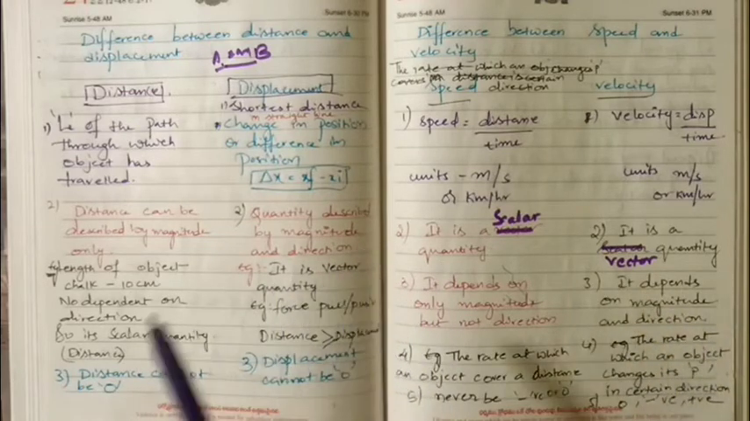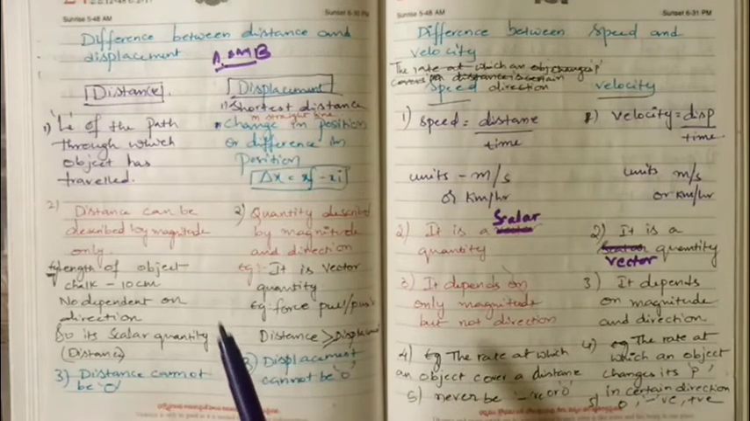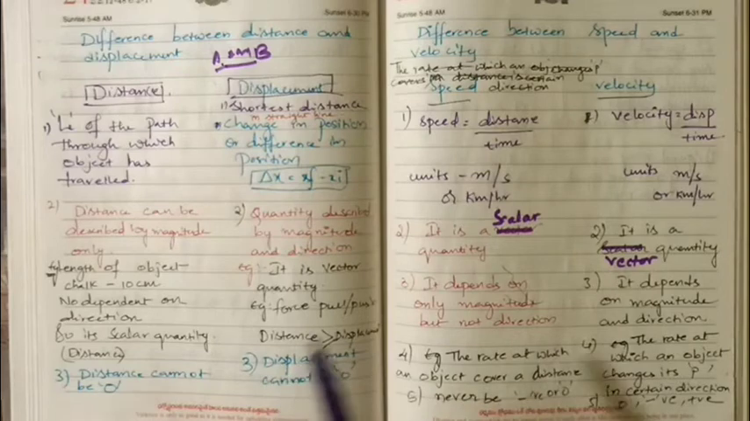If it is traveling from B to A, it is minus 2 meters. That means a change in direction changes the value from plus 2 to minus 2. Hence direction is also important, so it is a vector quantity. Vector quantity means it depends on both magnitude and direction. Scalar quantity means it depends only on magnitude.